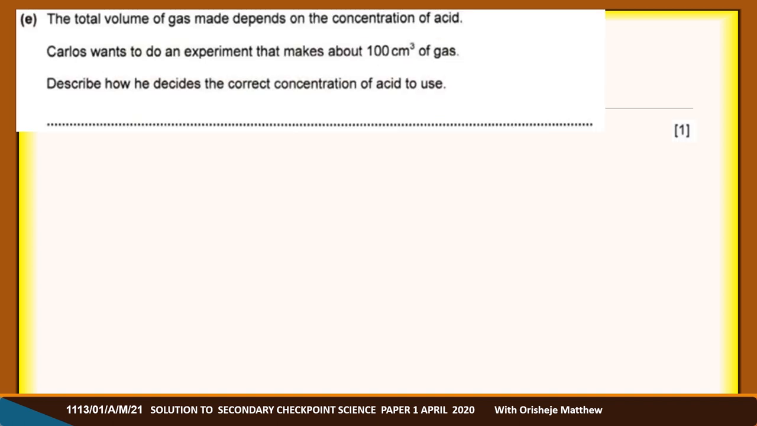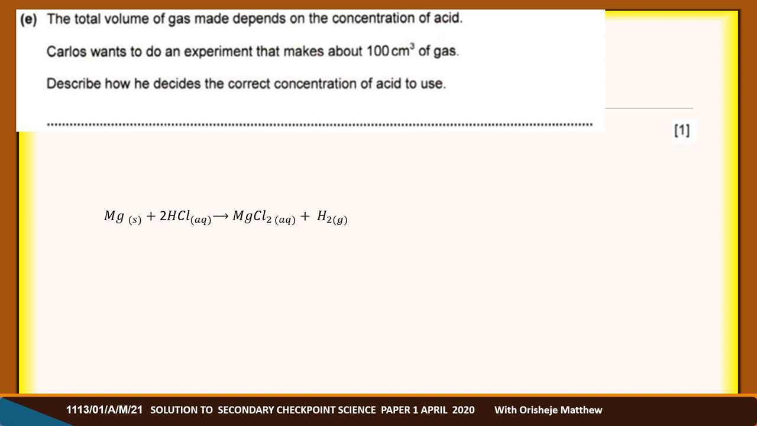The total volume of gas made depends on the concentration of acid. Carlos wants to do an experiment that makes about 10 cm³ of gas. Describe how he decides the correct concentration of acid to use.